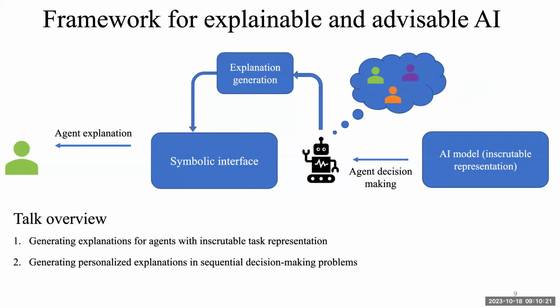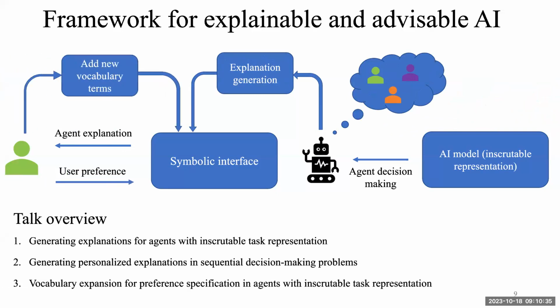In the second component, we put additional constraints on the symbolic interface, and that way the agent is able to personalize the explanation for the user based on their background knowledge of the task. And the third and final component allows users to add new vocabulary terms to the interface, thereby giving unique preferences to the agent. So I'll start by showing how our agent can generate symbolic explanations for the user.